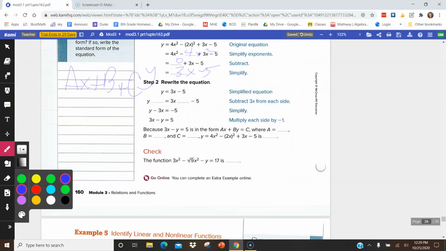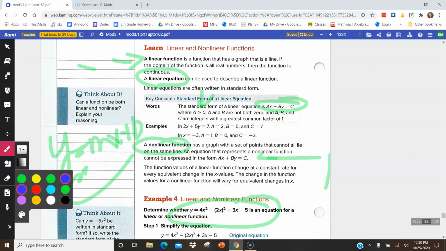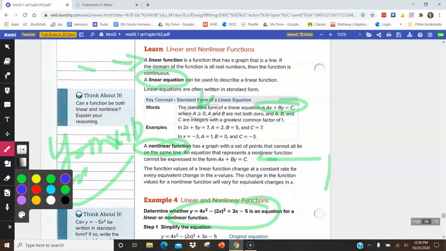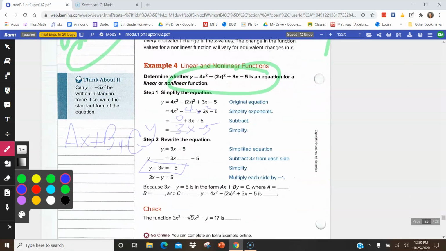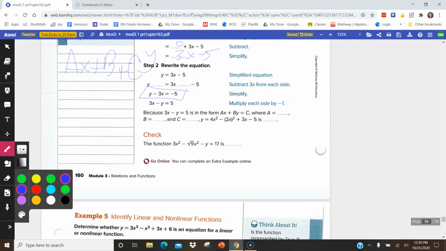So when they do that, they went ahead and subtracted 3x from both sides. They don't want you to have A be negative. If you remember, when we're dealing with standard form, A is greater than or equal to 0, so A has got to be positive. So that first term of x can't be negative for it to be in standard form. And so essentially, they multiplied everything here by -1 because they want it to be in standard form.